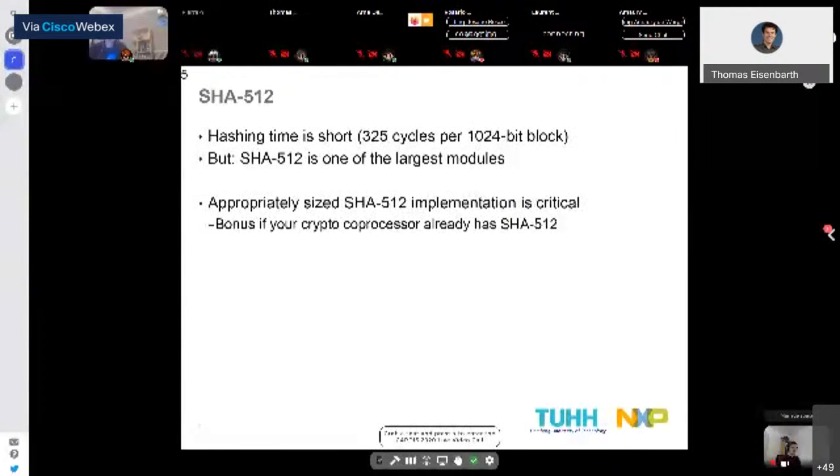But SHA-512 is one of the largest modules in the entire design. It used to be the largest. There's been some optimization since the paper was submitted, but it is still big. And so one takeaway of this is, if you want to minimize this, you have to find an appropriately sized SHA-512 implementation. Because if it's too big, then you won't get a speed benefit, but it will just use a whole bunch of resources unnecessarily. And of course, if your crypto coprocessor or whatever you're implementing already has SHA-512, then you've won, because you will save a quarter to a third of all the lookup tables and flip-flops, which of course is nice.